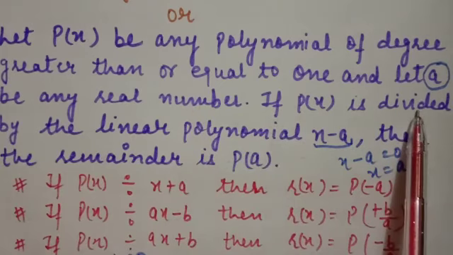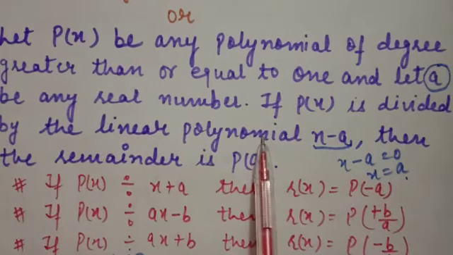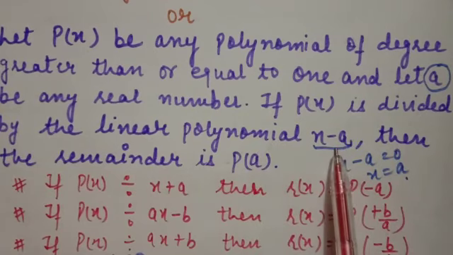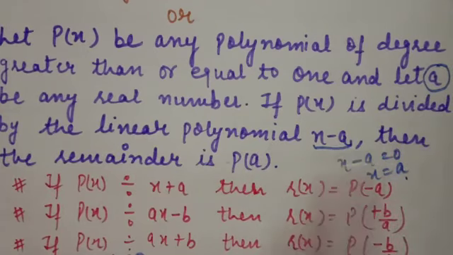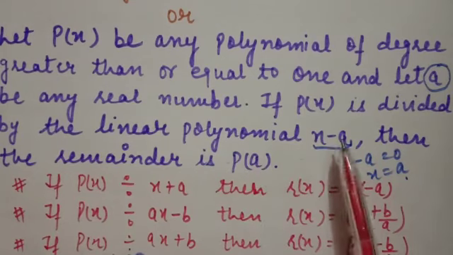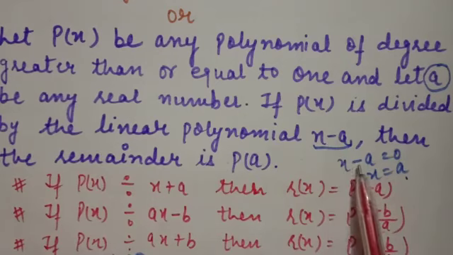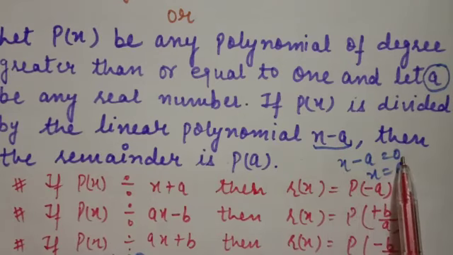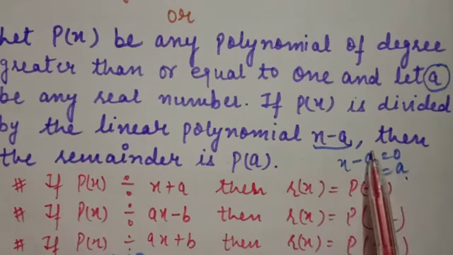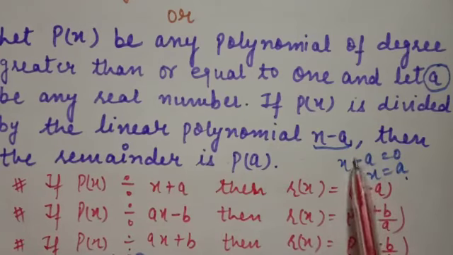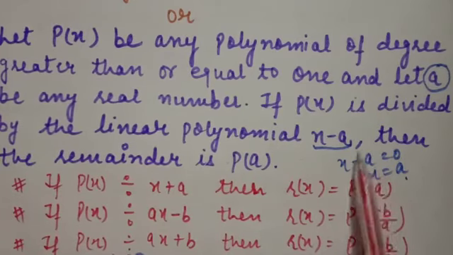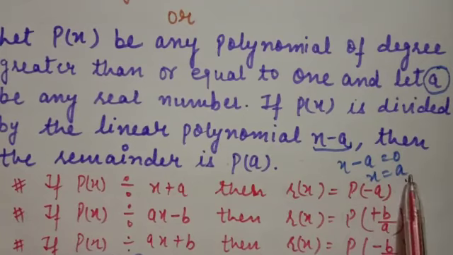If p(x) is divided by the linear polynomial x minus a, then the remainder is p(a). Now from where does a come? From the second polynomial, we will find the value of the variable. So we will put this polynomial equal to 0 and then find the value of x. We will shift this number to the other side. Now it becomes positive a, so x is equal to a.